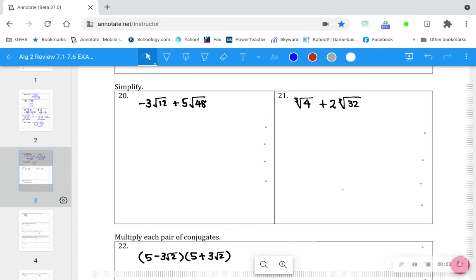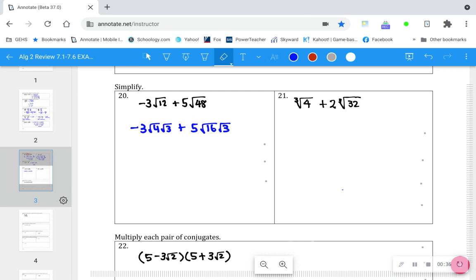Okay, we're continuing with the review for sections 7.1 through 7.6, and this is problems 20 through 23. All right, in this first example, number 20, we have what look like radicals with different radicands. There's a root 12 and a root 48 in the first problem, and you would be tempted maybe to think that these can't combine. But the issue here is that these aren't simplified, so we will first of all break apart the root 12 and the root 48.